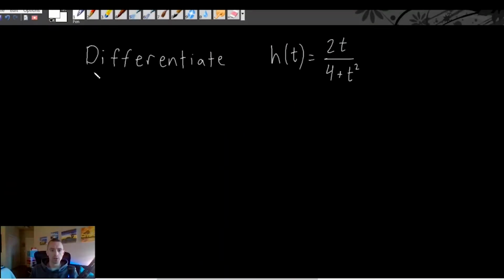We're going to differentiate h of t equals 2t over 4 plus t squared. So I did go obviously into quite a bit of detail in the last example. I'm going to go through this one a little bit quicker.